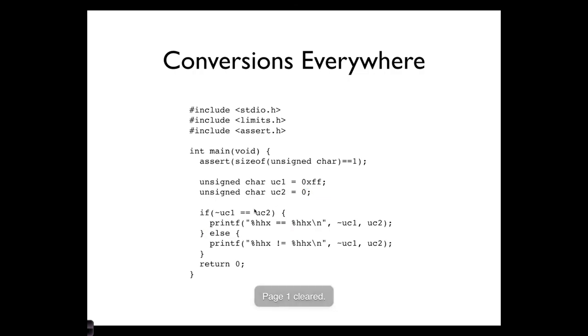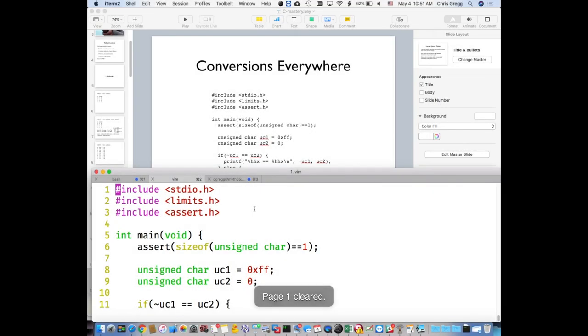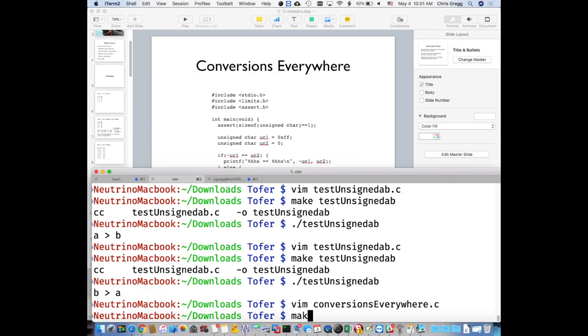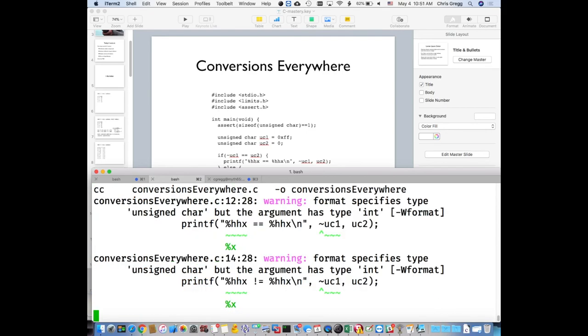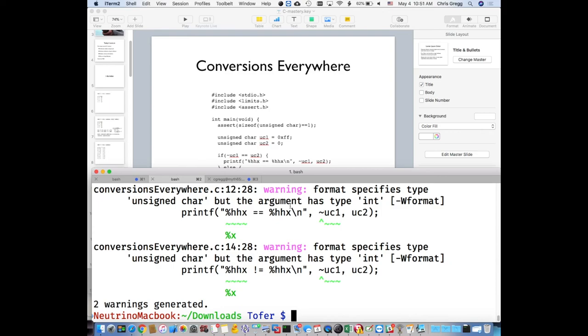Okay, let's do this, and we'll go back over here, and okay, make conversion everywhere. That, okay, it actually was interesting. It gave us a little bit of a warning here, and it said, don't ignore your warnings, right? It did give us a little warning here, and nice compilers will do this. It'll say, wait a minute. This little thing has a type int. What? It's an unsigned char. We know it's an unsigned char. Well, let's try this.